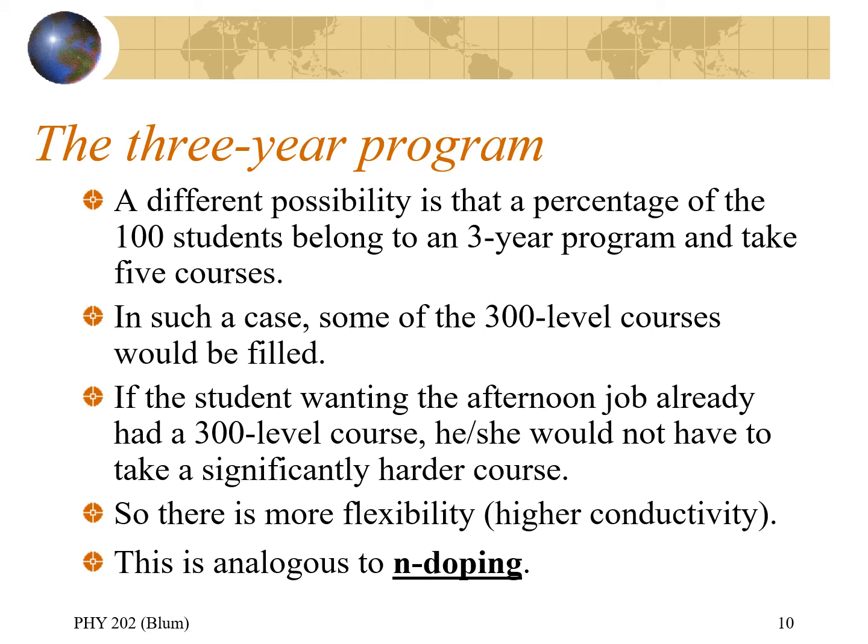So the afternoon job becomes available, and if it was a student already in a 300 level course, then that student can take the afternoon job without having to take a significantly harder course, just a different 300 level course. Slightly harder, but not much harder. Again, quasi-continuous. And so again, with this 3-year program, we have more flexibility, higher conductivity, and this is analogous to n-doping.